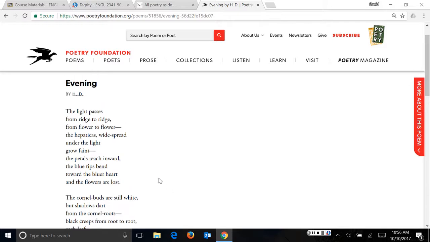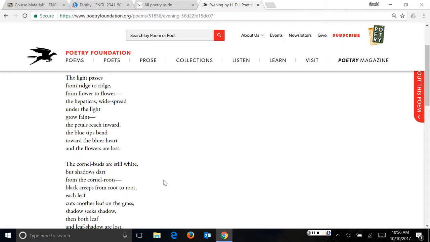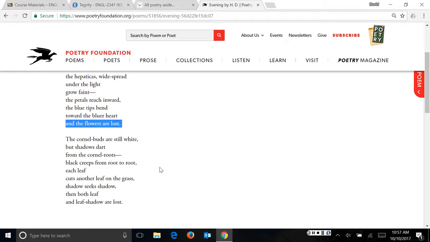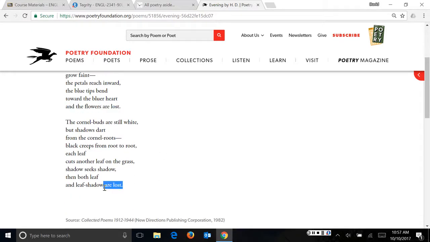And she's allowing certain words to color the meaning of what she means by evening, right? She says, the flowers are lost, right? They're not literally lost, but figuratively. If we're familiar with the process of day and night, we know that flowers will eventually close up in the evening and bloom in the morning. And she's describing this closing up as them being lost, meaning lost from view or lost from sight. And again, same thing here. Again, lost, right?